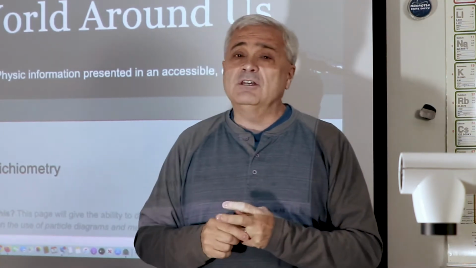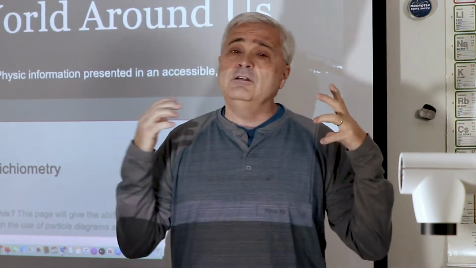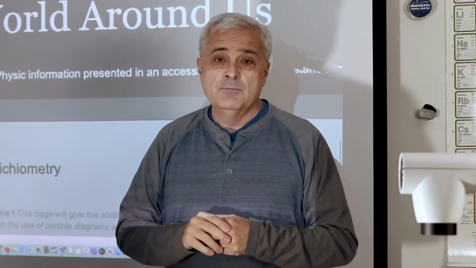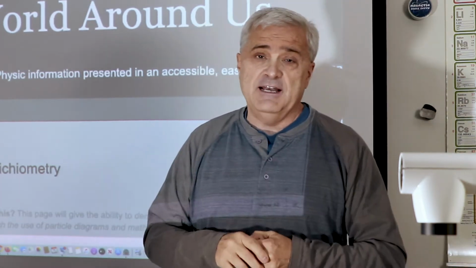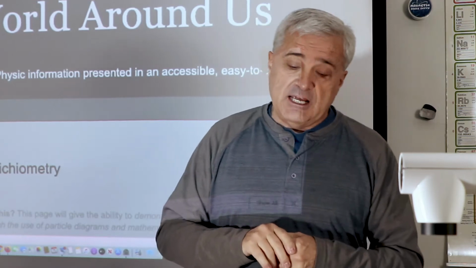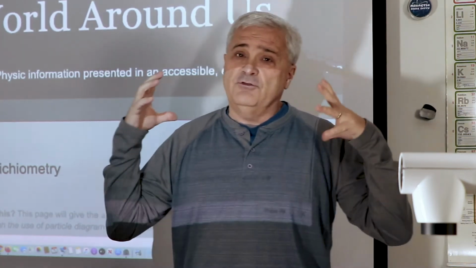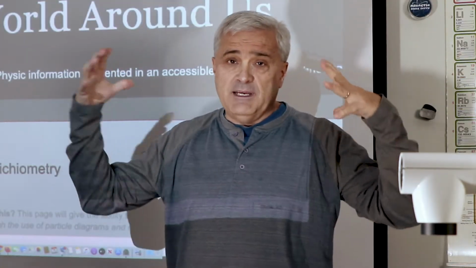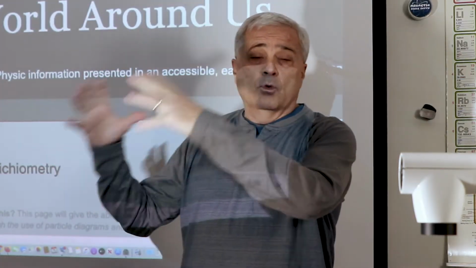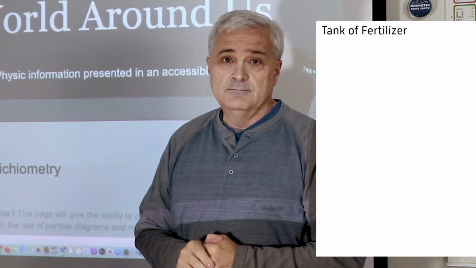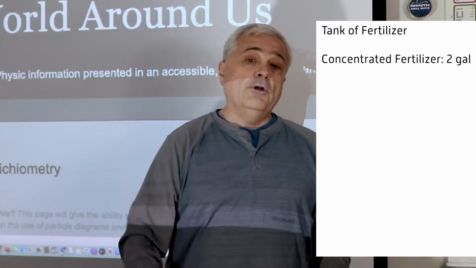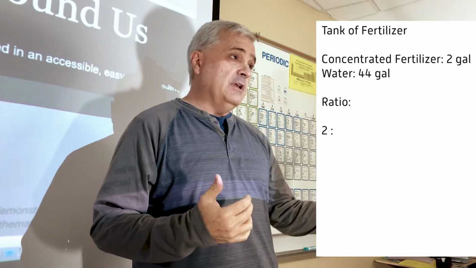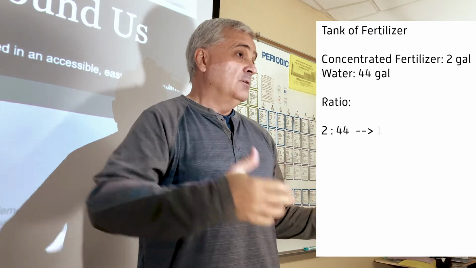When we're in the chemistry lab, we're not dealing with 27 anythings. We're dealing with smaller fractions of that. So to illustrate that, I'm going to give you an example of some kind of large quantity fertilizer. Let's say you have a big tank, and to create 1 tank full of fertilizer, it takes 2 gallons of the concentrated fertilizer and 44 gallons of water. 2 gallons, 44 gallons makes 1 tank.